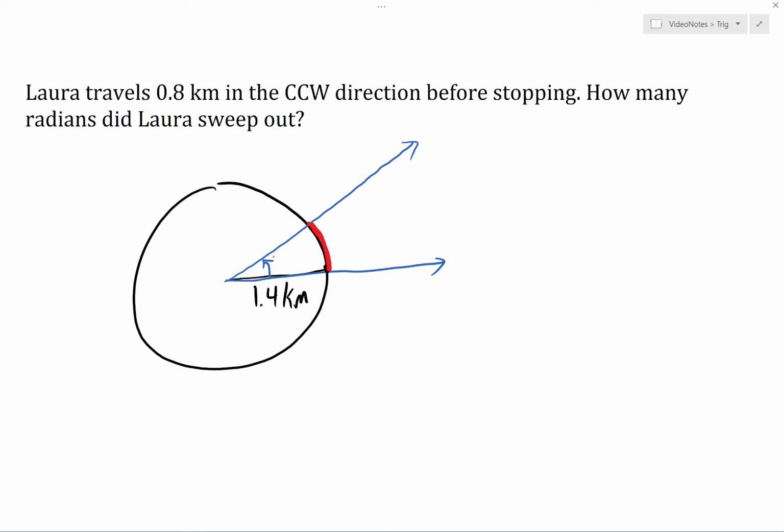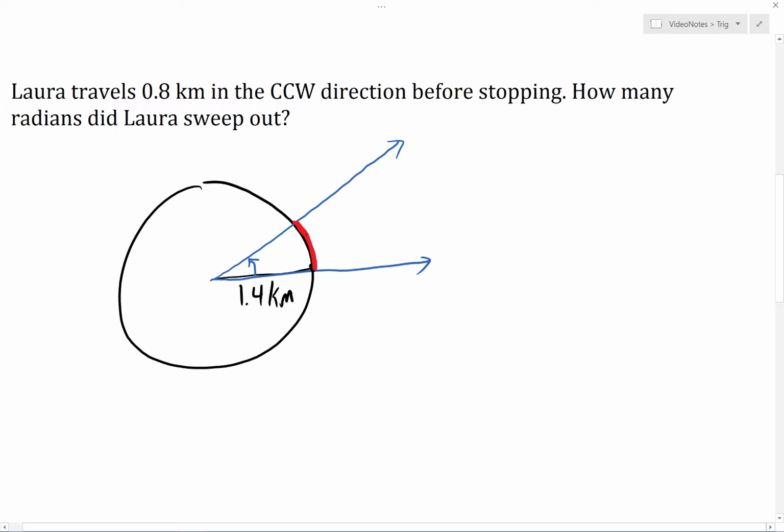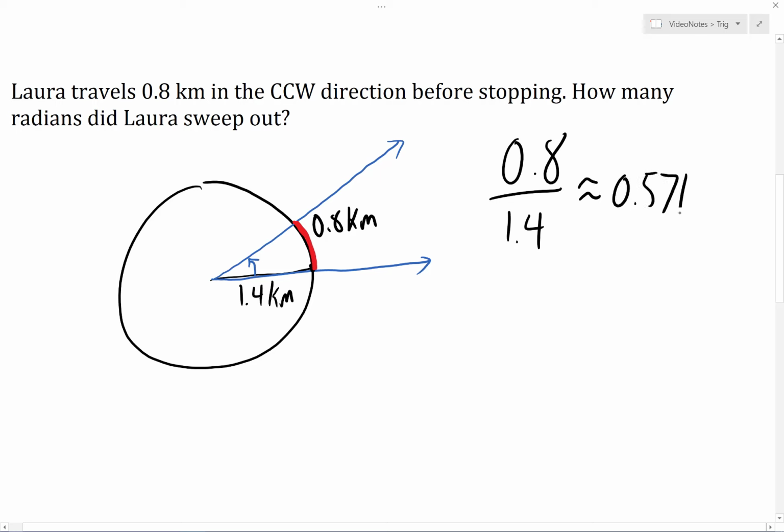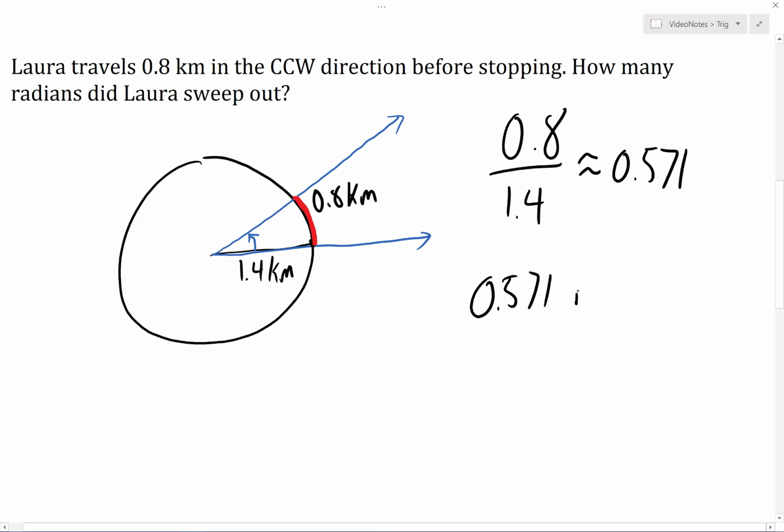So if we're trying to find the radian measure of this angle, we're trying to find the measure of the subtended arc in units of the radius of the circle. We know that she traveled 0.8 kilometers. So if we measure that arc with a length of 0.8 kilometers in units of the radius, which is 1.4 kilometers long, the measurement will be 0.8 divided by 1.4. And this has a value of approximately 0.571. So the number of radians that Laura swept out is about 0.571. So 0.571 radians. Now also this number is positive because she swept that out in the counterclockwise direction.